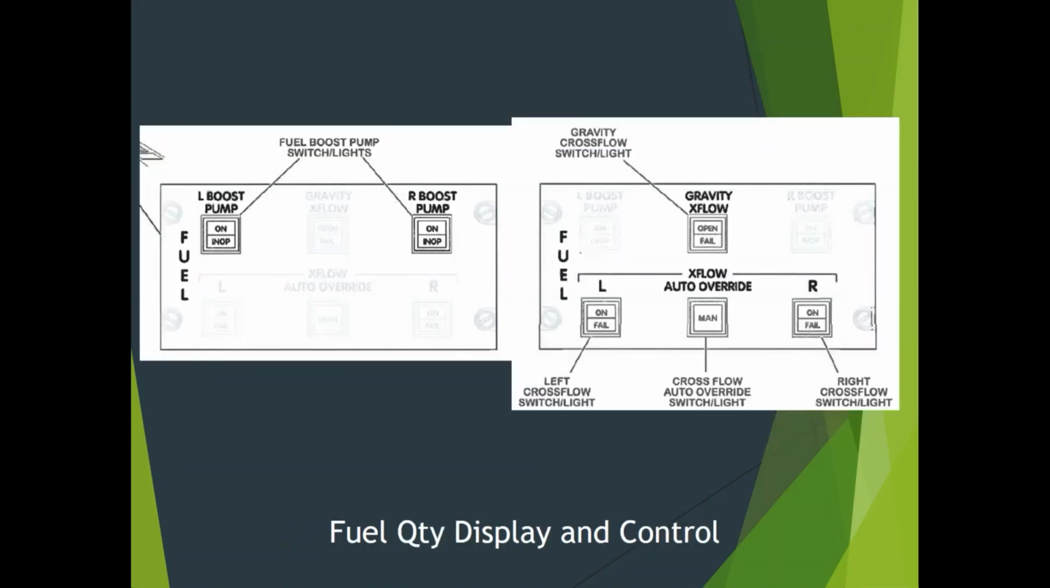The control panel for this looks something like this. You have boost pump switches left and right. Again, the motive flow pumps are not able to be controlled by the crew, or the operator, other than by running the engines. And then there are controls for crossflow, the crossflow valves, which way to burn fuel, from left to right or right to left. As well, this aircraft does have a gravity crossflow, which when you open it essentially just connects the two tanks together.